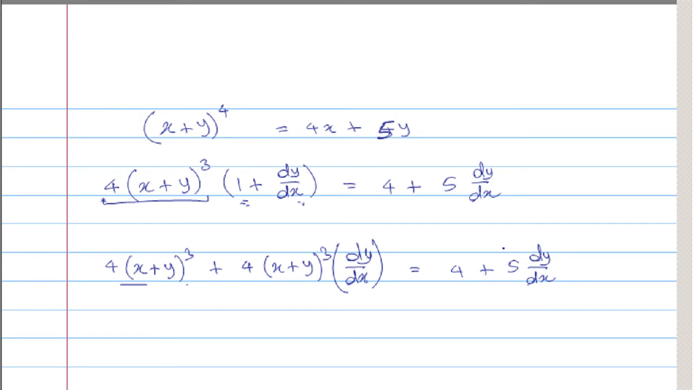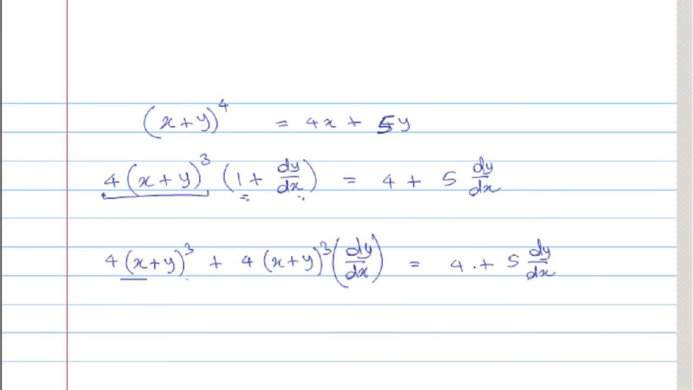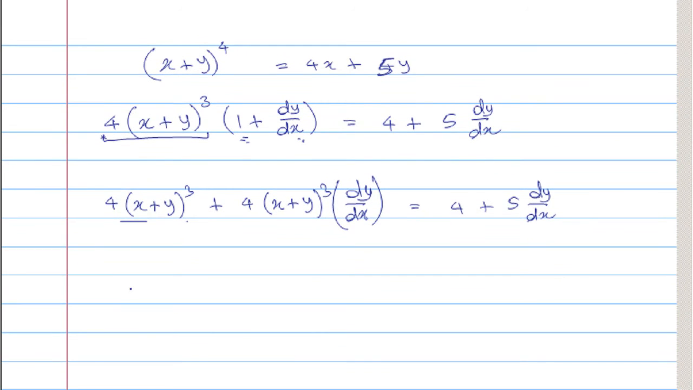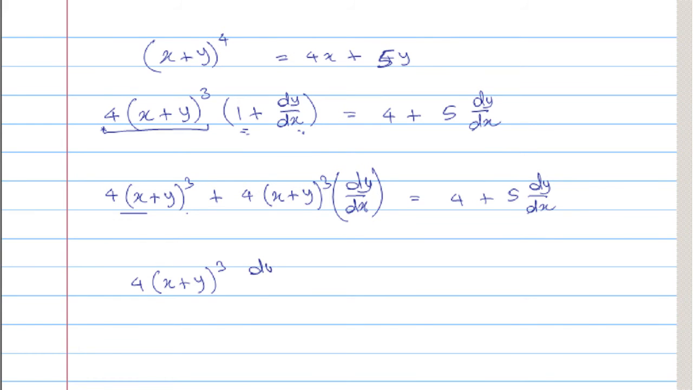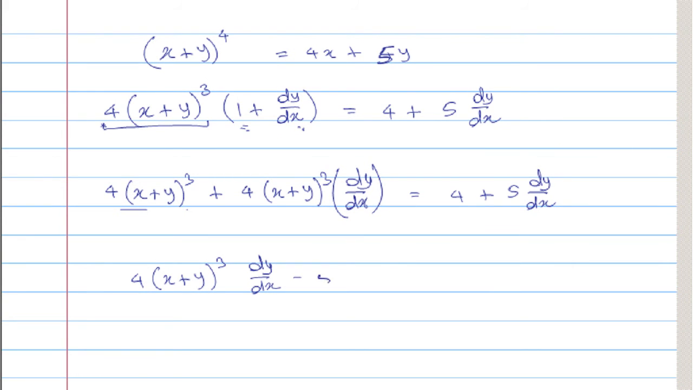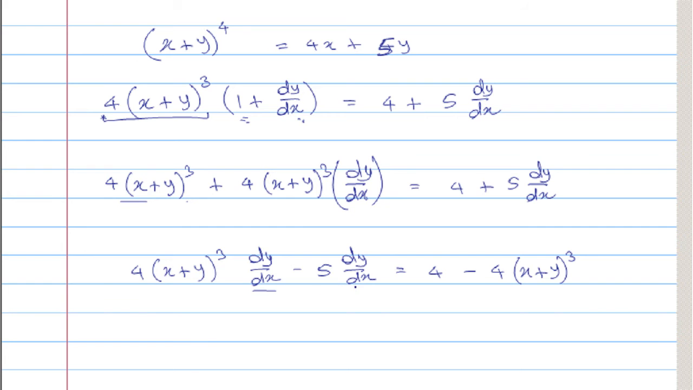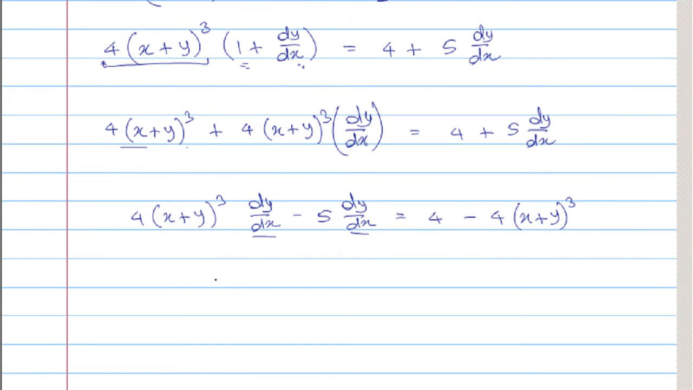Okay, and then I can take all dy over dx terms to the left hand side, so that I have 4 times x plus y cubed times dy over dx minus 5 dy over dx is equal to 4 minus, bring this term to the right hand side to give minus 4 times x plus y cubed. Dy over dx is a common factor again, so I'll take that term out.